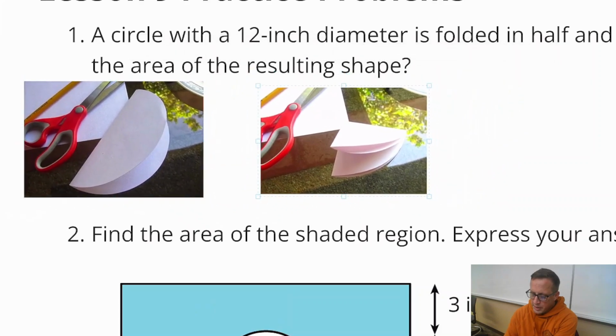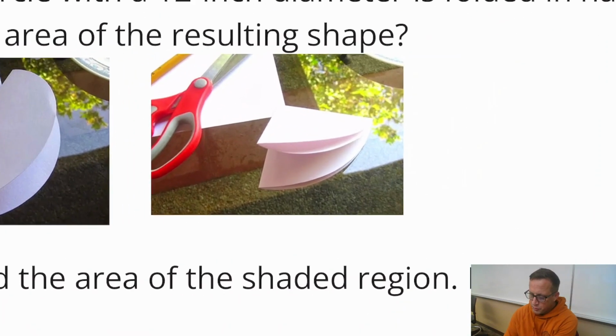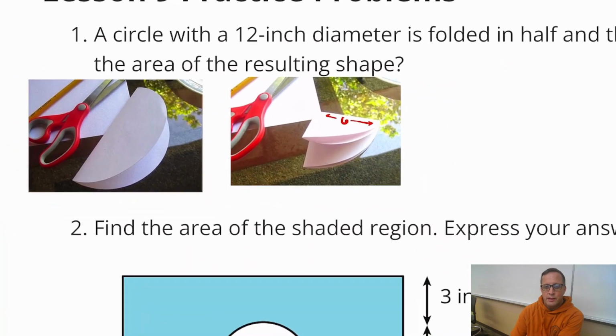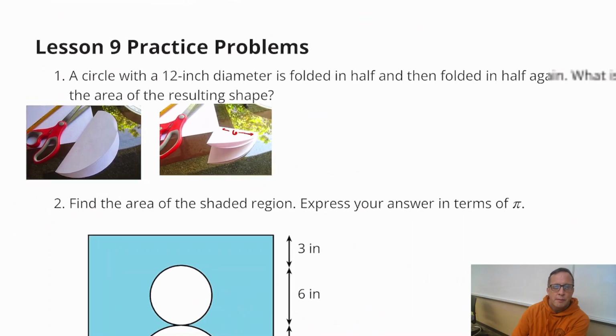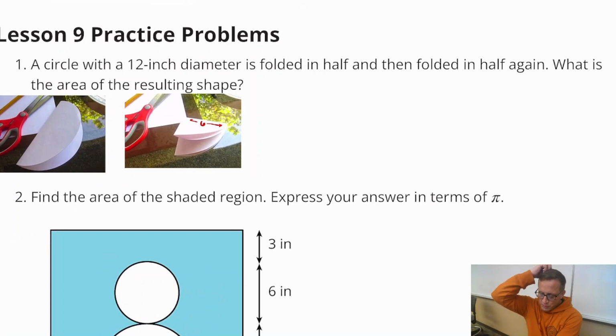And then folding it in half again does change the diameter. Now that 12 is half of what it once was, and so that's 6, right? I'm talking about that part right there. Now it's a radius. This basically is asking what's the area of the resulting shape. So we're looking for the area of the fourth of a circle.